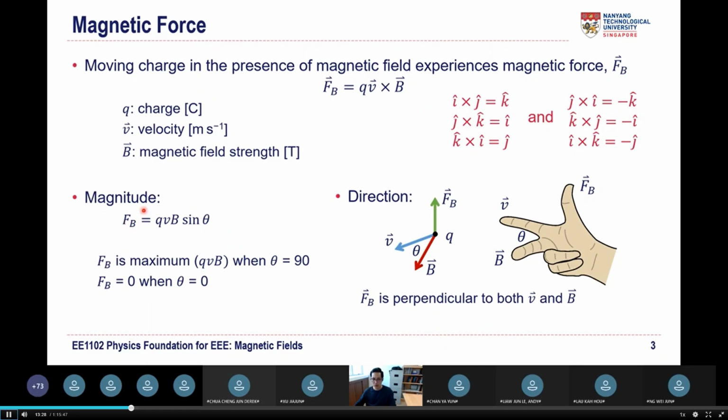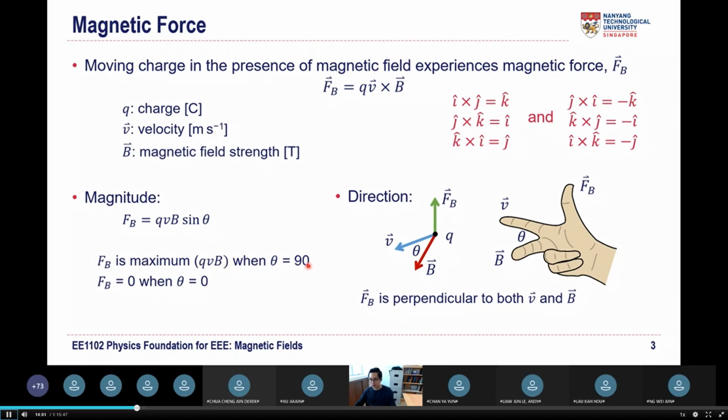And the direction of the force is going to be perpendicular to both of these. So when you have V and B, that gives you one plane, and your force is always going to be normal to that plane. When theta is 90 degrees, you get the maximum because sine of 90 is 1, so you just get F_B to be QVB.